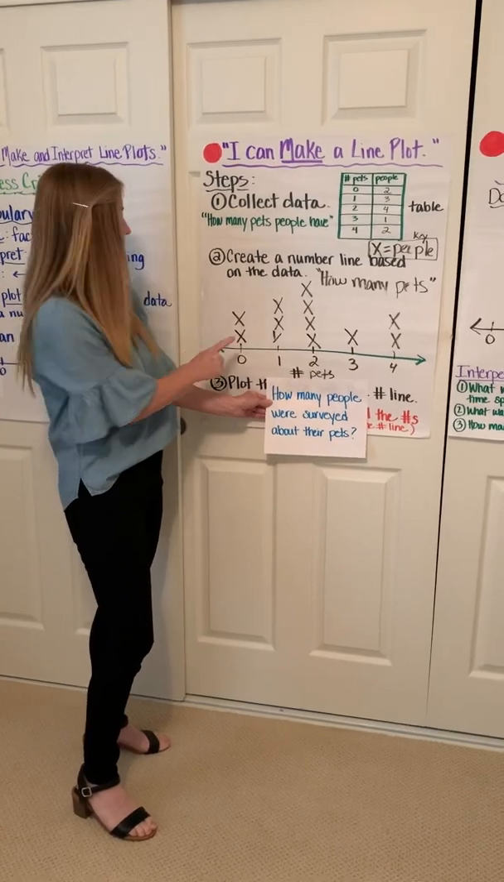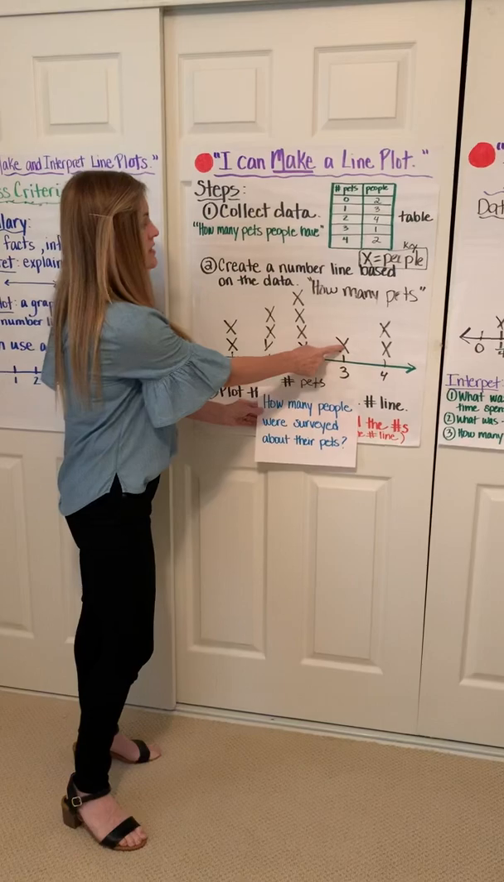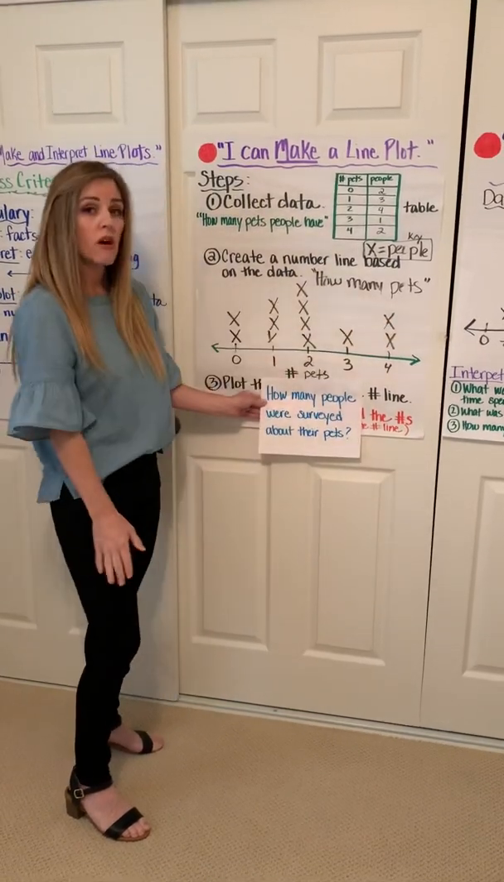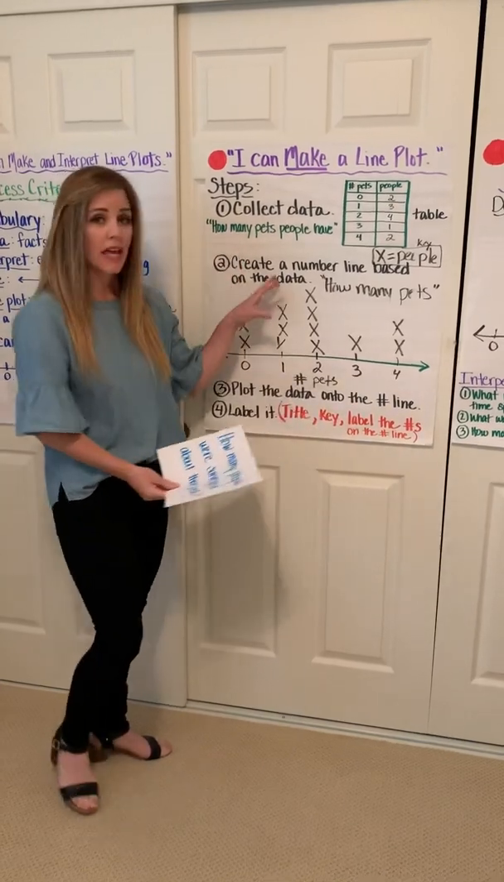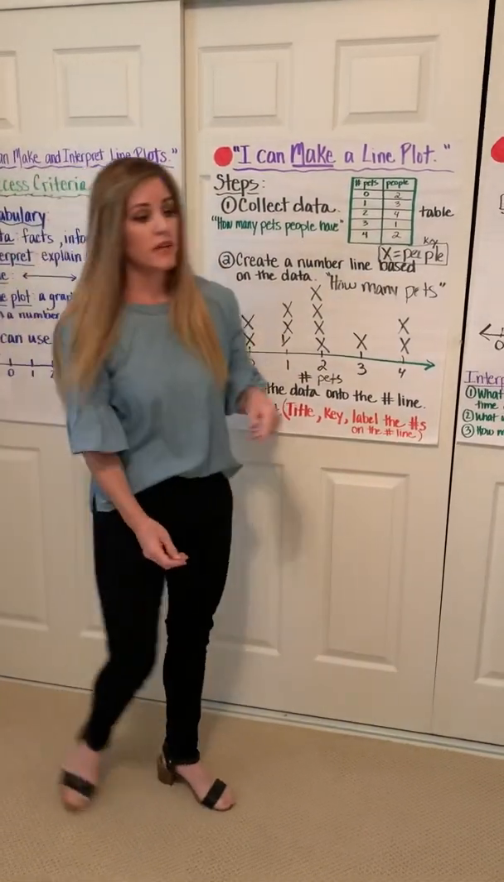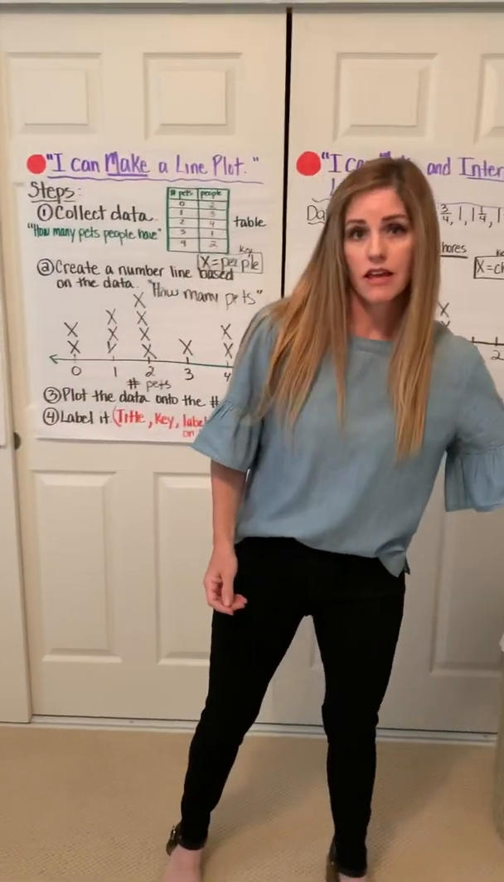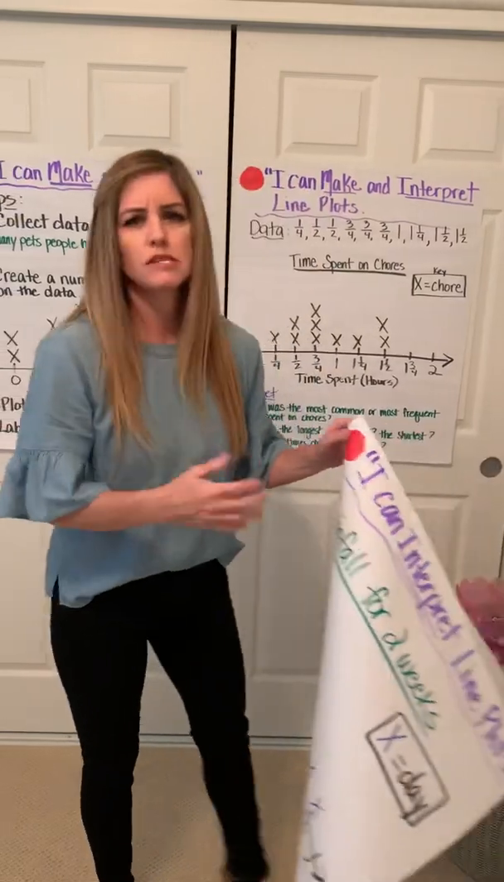All right, let's take a look. 1, 2, 3, 4, 5, 6, 7, 8, 9, 10, 11, 12. 12 people, okay? All right, so we've been making a line plot. We've practiced interpreting. We're going to do one more because instead of an exit slip today, it's a little difficult to do an exit slip with this, so we're just going to do one last practice together.